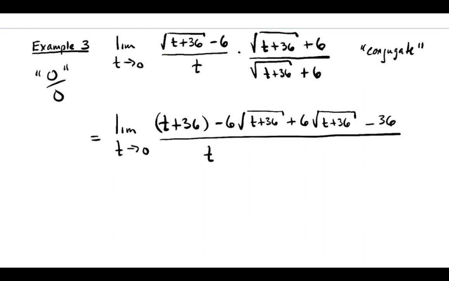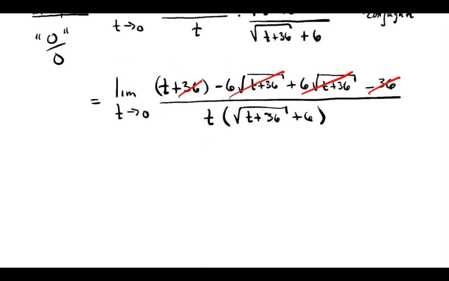In the denominator, I'm not really going to try to simplify this thing at all. I'm just going to write t times the square root of t plus 36 plus 6. But again, why I multiplied by the conjugate is because in this numerator, these two terms cancel each other additively. They're the same with opposite signs. There's more to do up there: a plus 36 and a minus 36. Those things cancel additively.